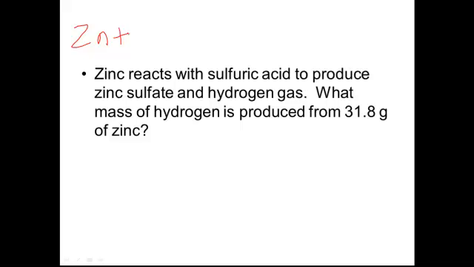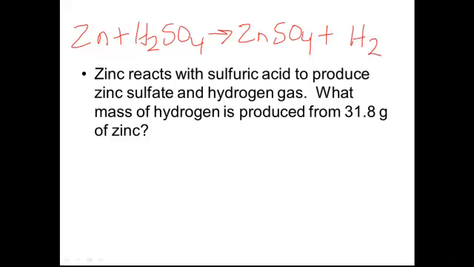Sulfuric acid comes from sulfate. Sulfate has a charge of -2, so we have 2 hydrogens to cancel that -2. It's going to make zinc sulfate. Zinc always has a charge of +2. So the formula is just ZnSO4 and hydrogen gas, H2.